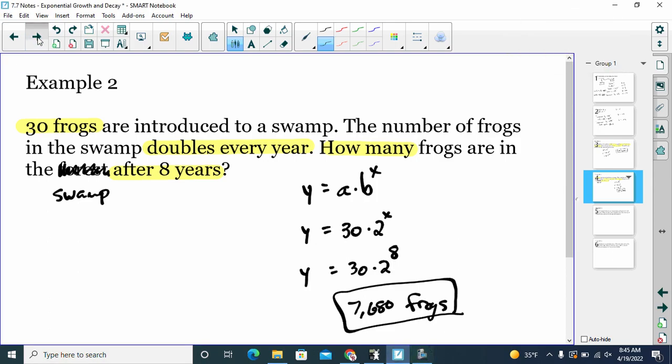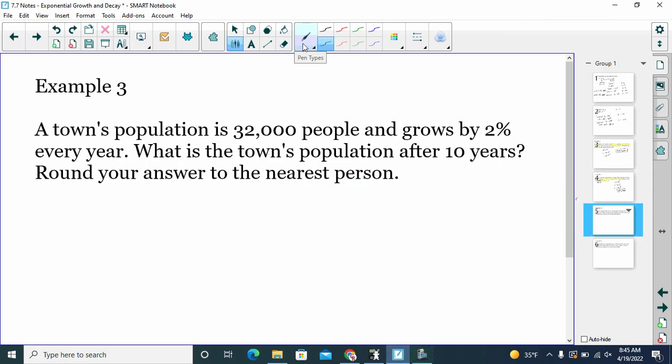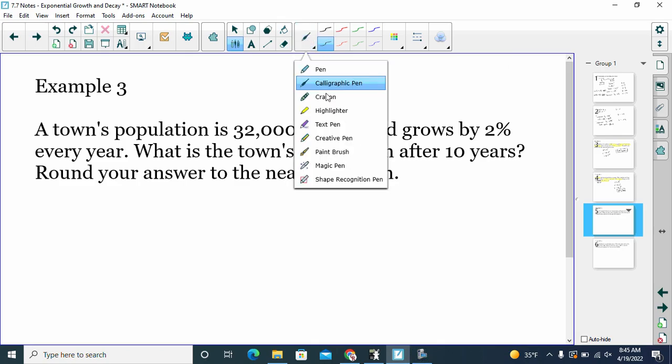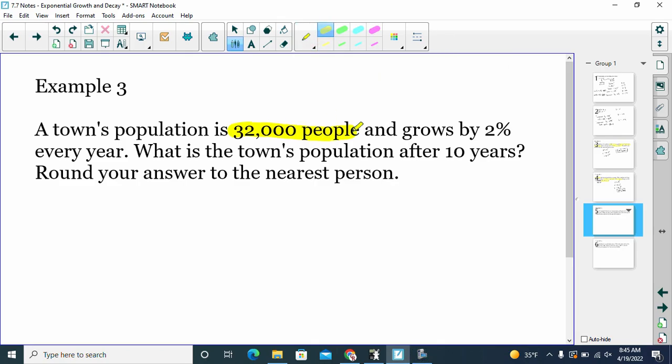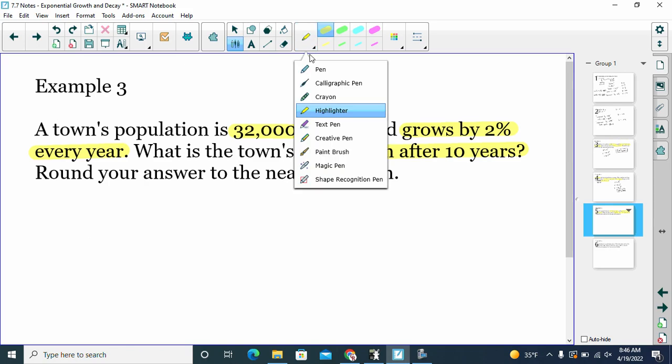A couple more problems here. Example 3 says we have a town. Its population starts with 32,000 people. That sounds important. That population grows by 2% every year. We are looking for the population after 10 years. So we have 32,000 people. Every year that population is going to grow by 2%. We are looking for the town's population after 10 years. And we are asked to round our answer to the nearest person.